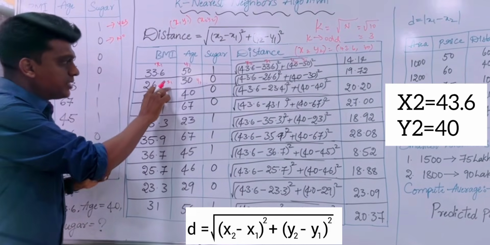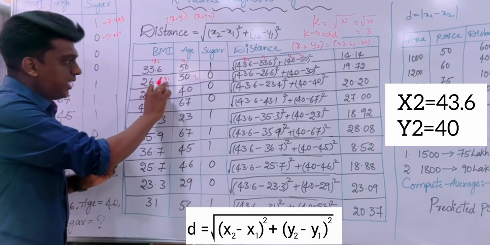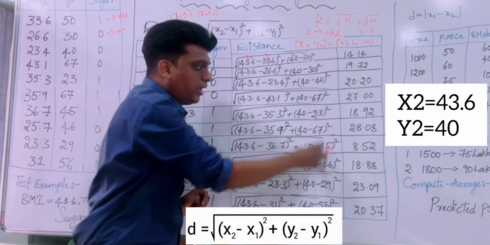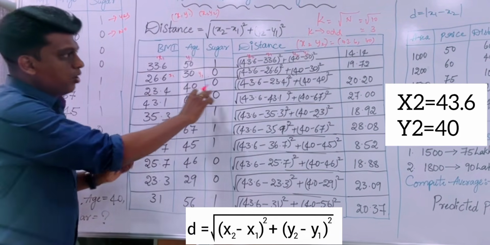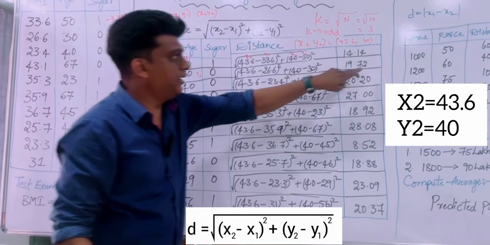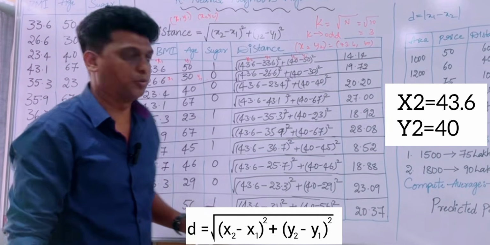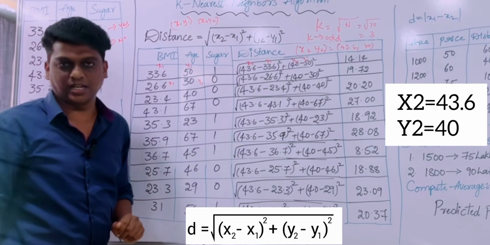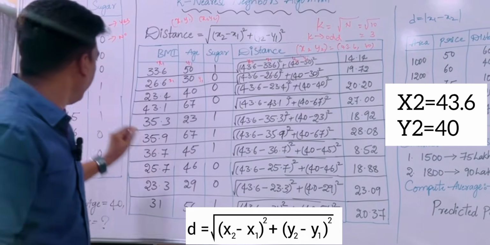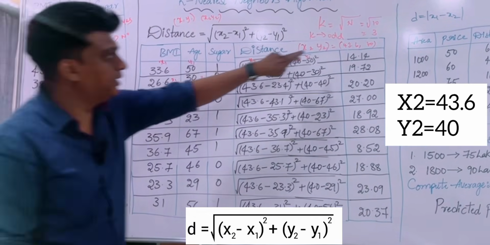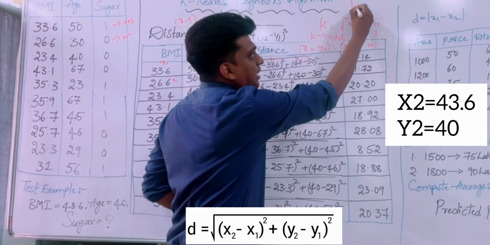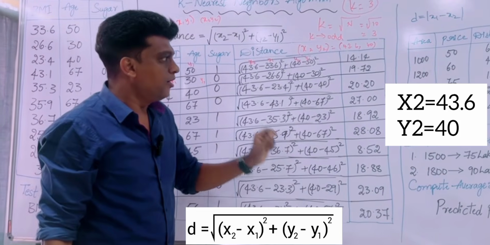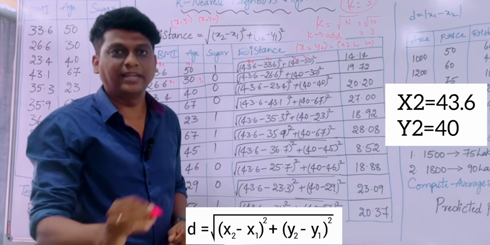Then in the second condition we take this as x1 and this as y1, but x2, y2 always stay the same for the whole problem. With the same rule we get the distance as 19.72. Similarly, we should do this distance calculation for all the values. Now in the given problem we are getting k equal to 3, so we should consider the minimum 3 distances.